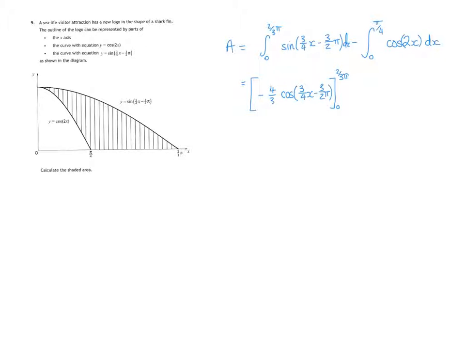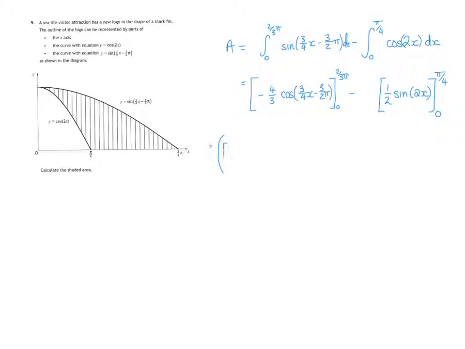And that's us done. And then our second one, when we integrate cos, we get sine. And again, the bracket stays the same. When we differentiate 2x, we get 2. So we have to divide by that, so we get a half. And then obviously our limits stay the same. So now it's a case of substituting in our limits.